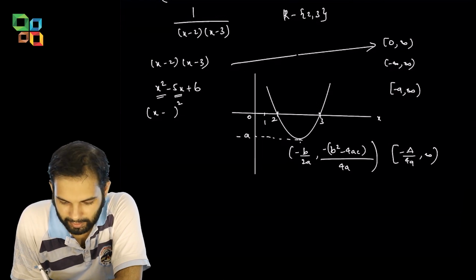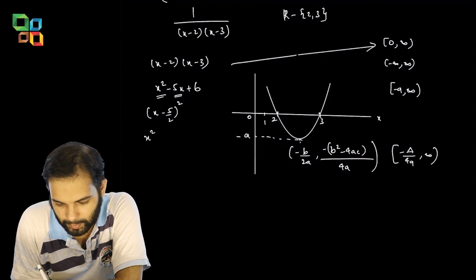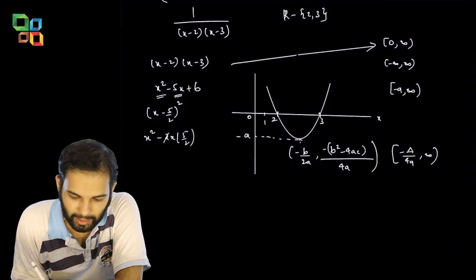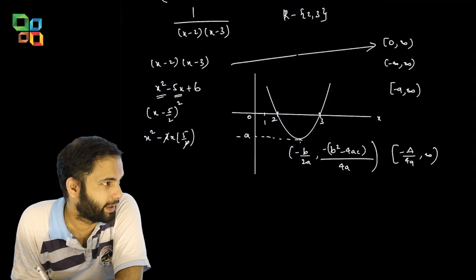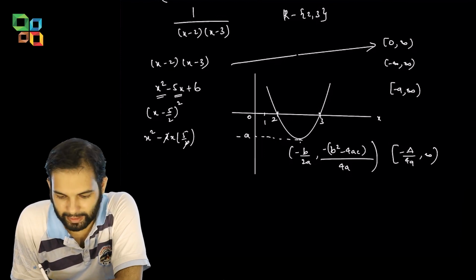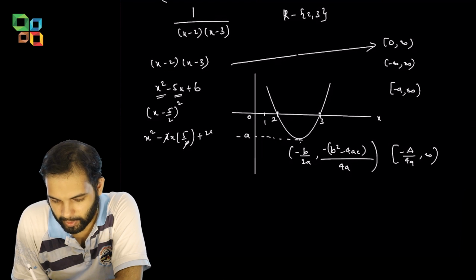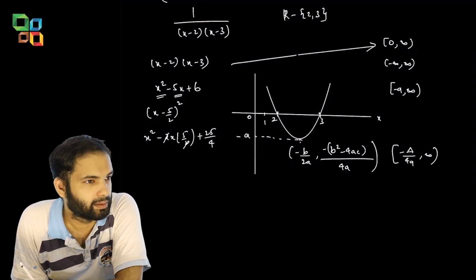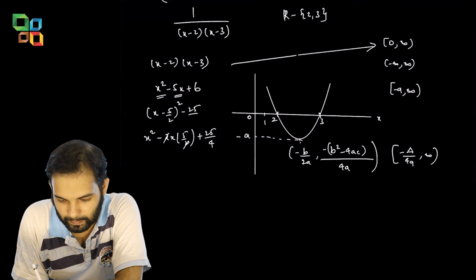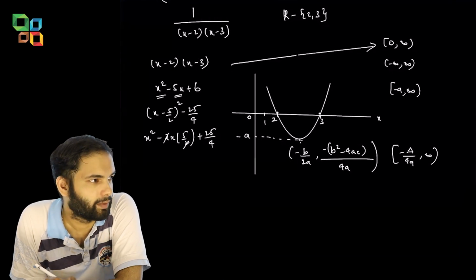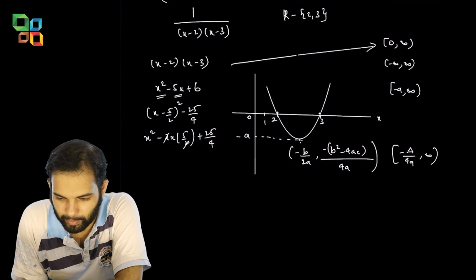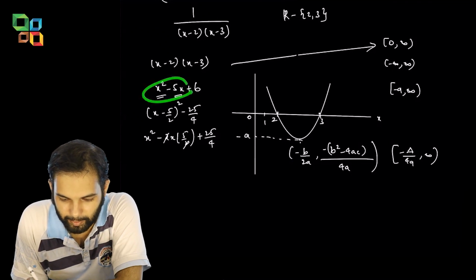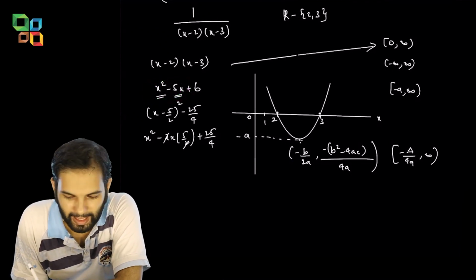Why? Let's see. If I square this, this is x square. This is minus 2 into a into b. Can you see that this will get cancelled and you get minus 5x. Whatever the extra term is, this is plus 25 by 4. Correct. I can just subtract that outside. Is it fine? The only problem is these variables. Once this variable is fixed, the constant part you can add or subtract, doesn't matter.